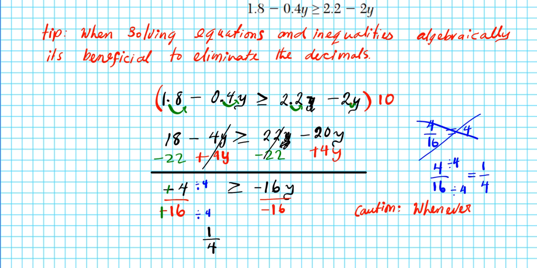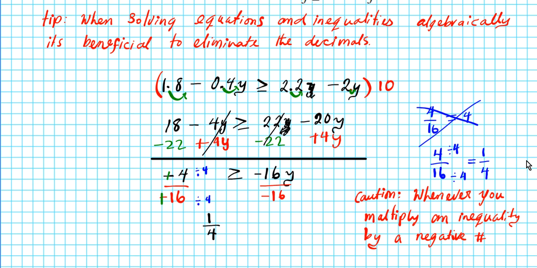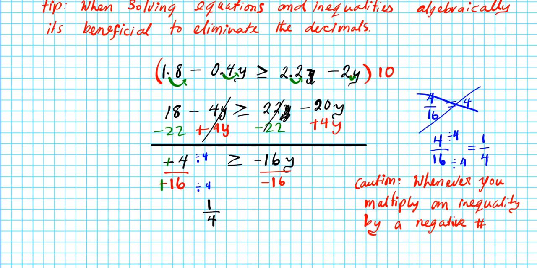Now, inequality, this is a caution you want to keep in mind. Whenever you multiply an inequality by a negative number, what happens? You have to switch the inequality symbol. Okay, switch the inequality. Switch the inequality. That's another point you do not want to forget. Okay, so what does that mean in the context of this problem? It means that this inequality is no longer greater than or equal to, now it becomes less than or equal to.